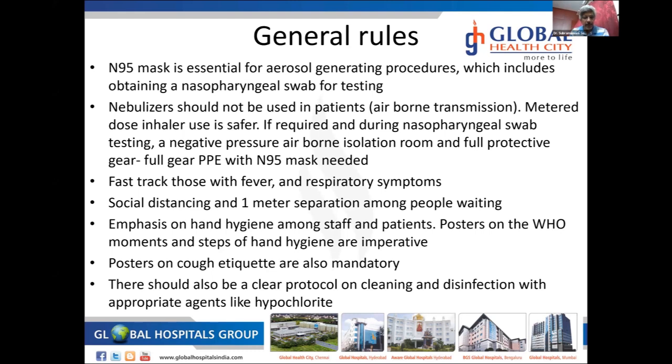Obviously, you need to fast track those with symptoms. Social distancing and separation, preferably 2 meters, even better, would be nice. Again, decongest your OP so you don't have too many people waiting at the same time. Emphasize hand hygiene and respiratory hygiene. Cough etiquette posters are a good idea. And you need to have a clear protocol for cleaning and disinfection. Even good old hypochlorite is good enough.